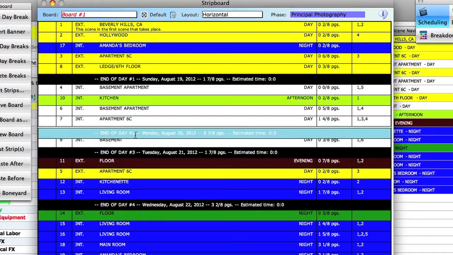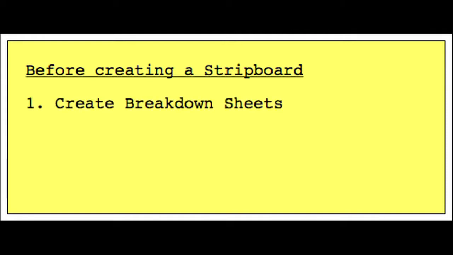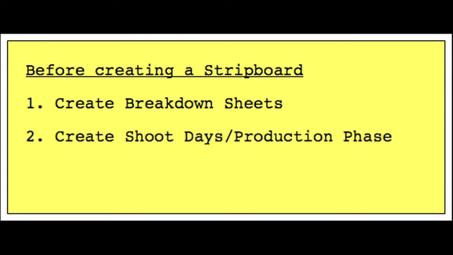The first thing I want to explain, before we actually get into the stripboard, is that there are two things you need to make sure are completed before you start sorting strips. The first thing is that you must make sure that either your screenplay is imported or you have created breakdown sheets. Now, we did that in a previous lesson. You also want to make sure that you have created at least one production phase. We explained in a previous lesson that a production phase is a group of shoot days.